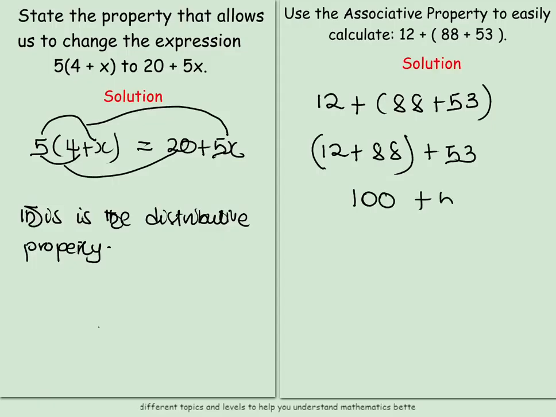So we now simply have just 100 plus 53, and that is much easier to solve, which gives us 153. As simple as that. So you see how we can apply these properties to easily perform operations. Let's solve one last example.